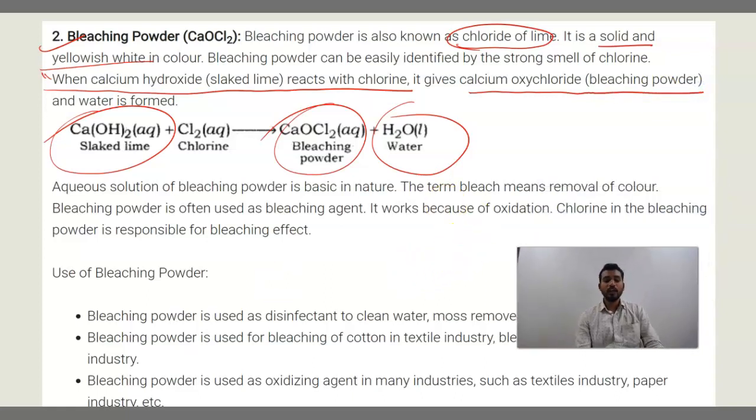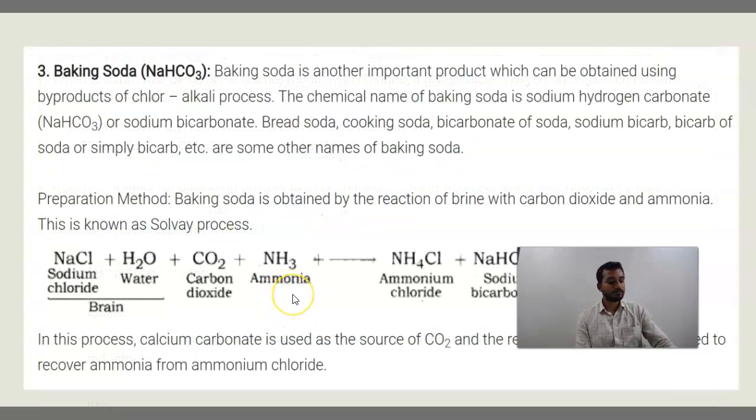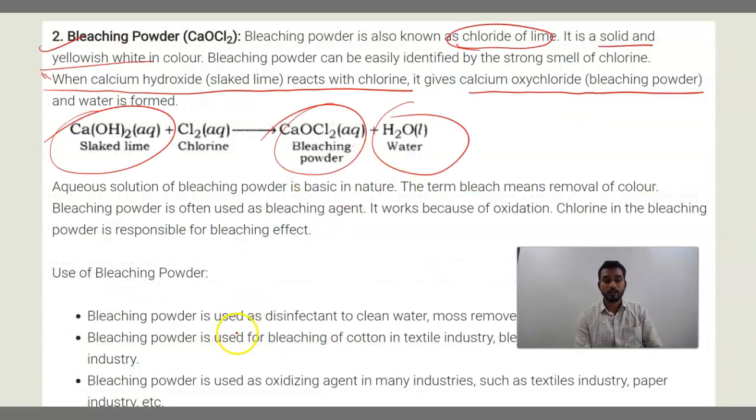Similarly, an aqueous solution of bleaching powder is basic in nature. The term bleach means removal of color. Bleach is nothing but removal of color. So bleaching powder is often used as a bleaching agent. It works because of oxidation. Chlorine in the bleaching powder is responsible for the bleaching effect. So chlorine is present in that, and due to that it gives a shining kind of nature.